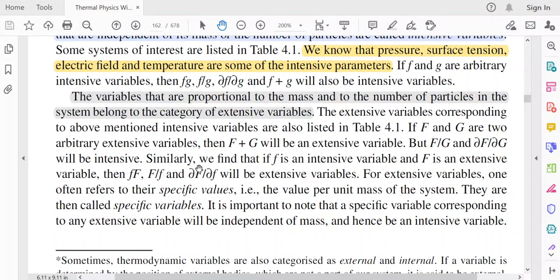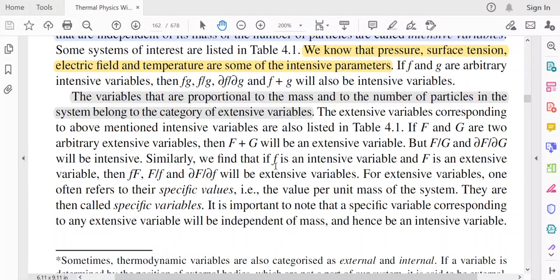Similarly, we find that if small f is an intensive variable and capital F is an extensive variable, then small f into capital F, F by small f, and del F by del f, that is, the differentiation of capital F with respect to small f, will be an extensive variable.